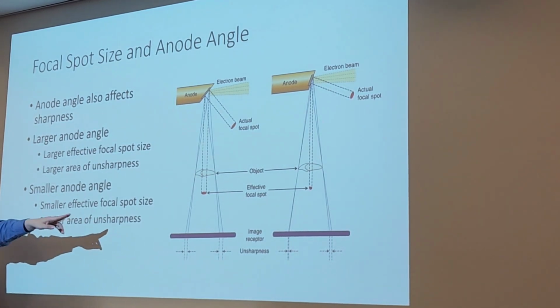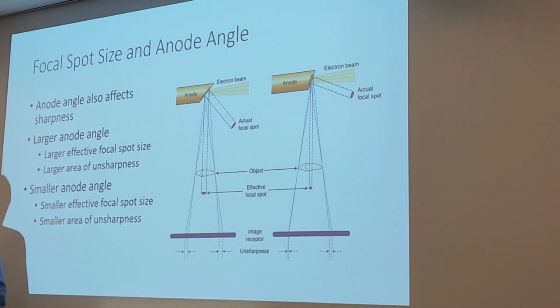Right? And you can kind of see that in the illustration here. Yes, Jay. So with that in mind, would you shoot a hand with the anode side or the cathode side? Honestly, the difference is so small that it probably won't make that much of a difference. If you were going to decide which side to put on anode versus cathode, that would make anode heel effect, the quantity of x-rays, your primary deciding factor.